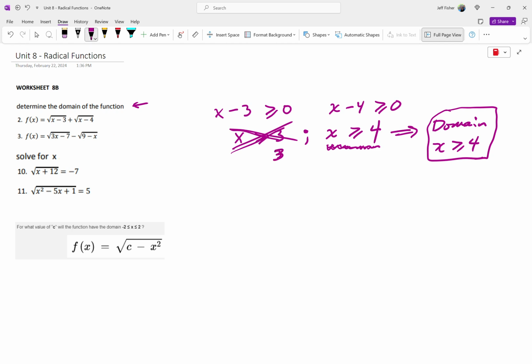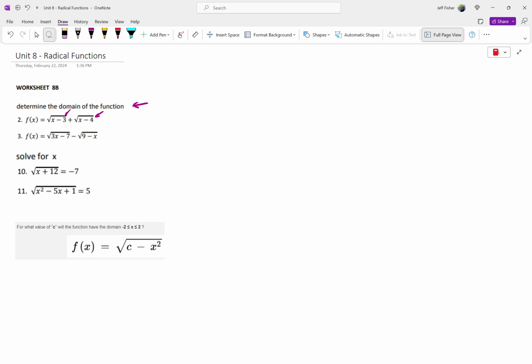If x equals 3, we'd have the square root of 0 here. That's okay. But then over here, we'd have the square root of 3 minus 4, which is the square root of negative 1. We can't have that. That actually is a complex number. So our domain is simply the values x greater than or equal to 4. And again, we got that just by setting each radical greater than or equal to 0. Okay, so let's try this again for the next one, and we'll try it for these.